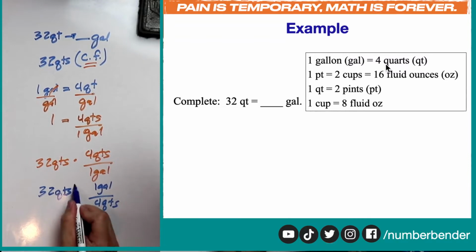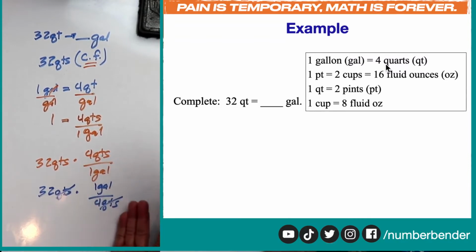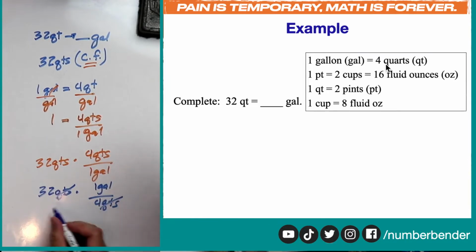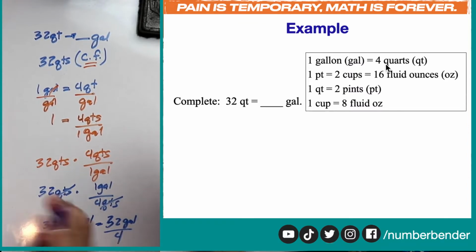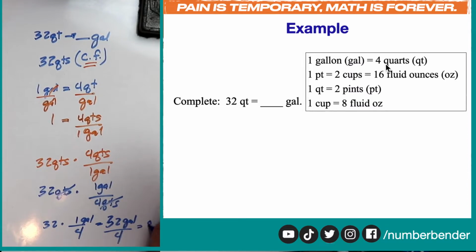And with this, we can now cancel out the unit of measurement using our rule of division of rational numbers. And now we have 32 times 1 gallon all over 4. And with this, we'll have 32 gallons all over 4. And we know that 32 divided by 4 is equal to 8. So that means we have 8 gallons in our unit of measurement.